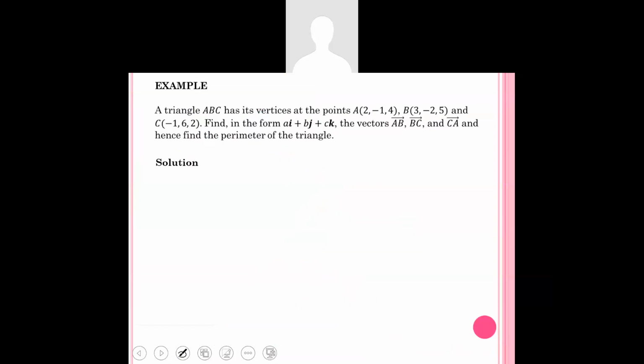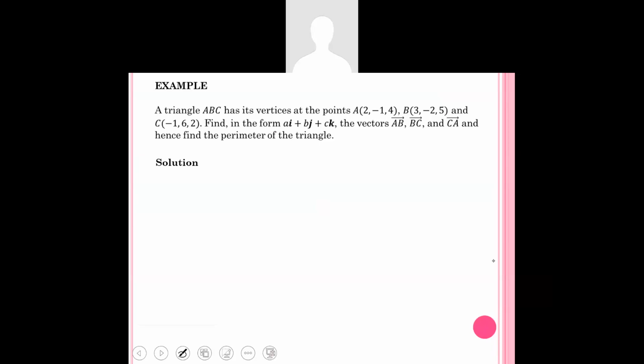Okay, let's look at this example. A triangle ABC has its vertices at points A, B, and C. Okay, find in the form of ai plus bj plus ck the vectors AB, BC, and CA, and hence find the perimeter of the triangle.